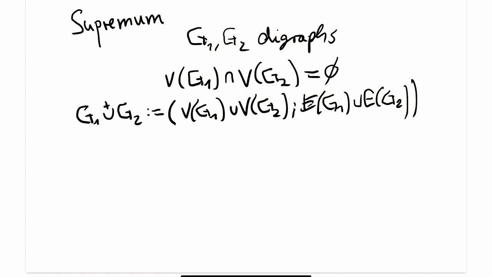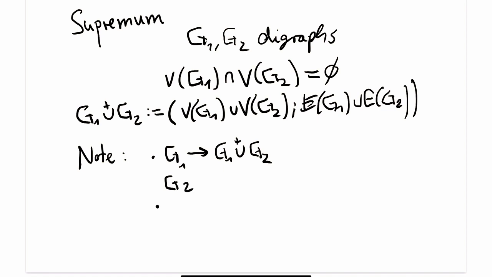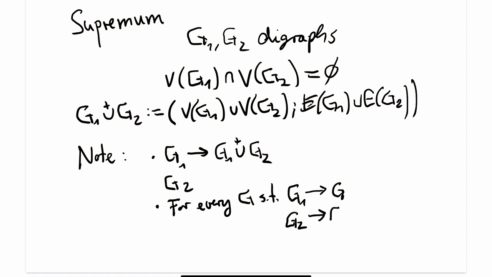Now, this new graph G1 union G2 has some quite nice important properties. The first one is that it's an upper bound. G1 homomorphically maps to it, and G2 does. The second important property is that for every other upper bound, so for every G such that G1 homomorphically maps to G and G2 homomorphically maps to G, we have that G1 plus G2 homomorphically maps to G.